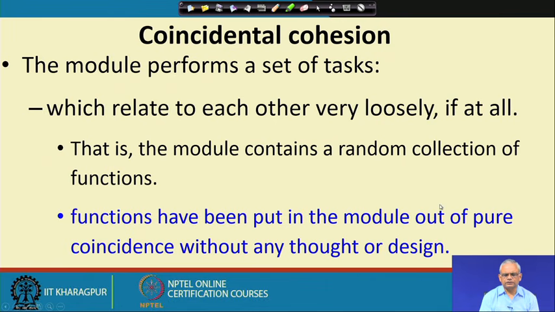First, let us look at the worst form of cohesion, called coincidental cohesion. Here, if we look at the module and what functionality it has, we will see that the functions are a rather random collection of functions. There is no thinking or plan behind putting some functions in the module, just random functions taken and made into a module.